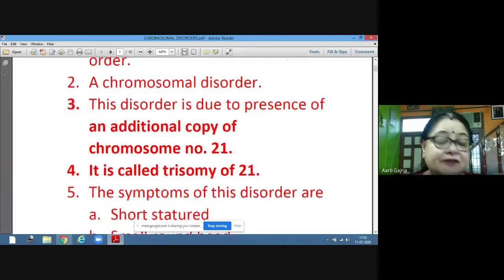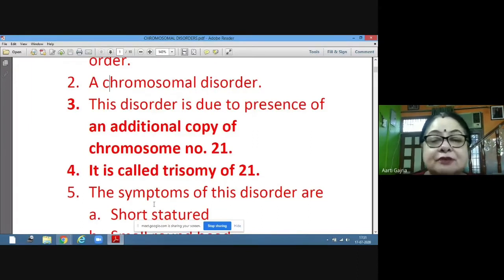In my previous video, I explained how this trisomy can occur because of non-disjunction of the chromosomes at the time of separation during the formation of gametes. What happens is that both homologous chromosomes come into one gamete, and if that gamete fuses with a normal gamete having one set, then 2 plus 1 will become 3. So the child will have 3 chromosome number 21, and this is called trisomy of 21.